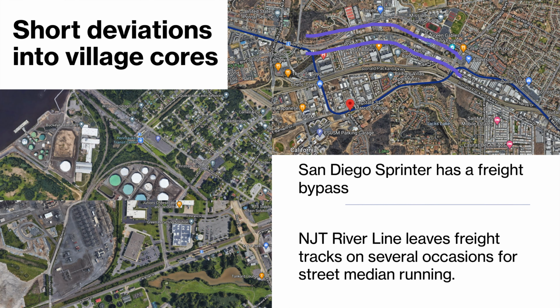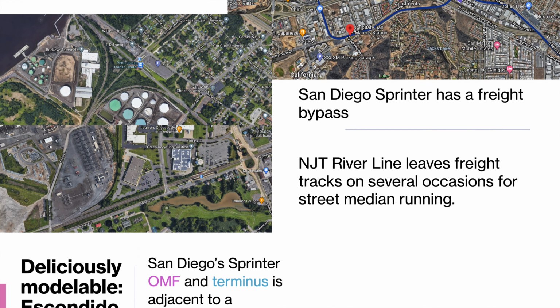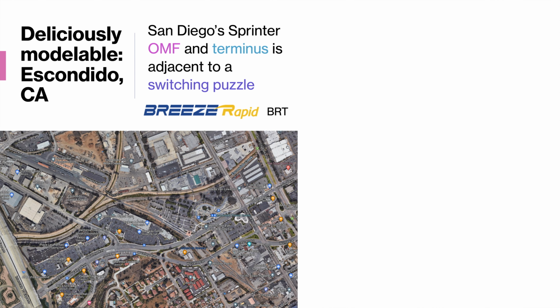The New Jersey Transit River Line seen here has multiple instances in which the freight trains leave and rejoin the DMU tracks, and also, like I mentioned, several cases of median street running as well, right into the middle of village cores. I want to highlight an interesting part here that shows how tightly associated DMUs are with regular freight rail infrastructure, that of Escondido, California.